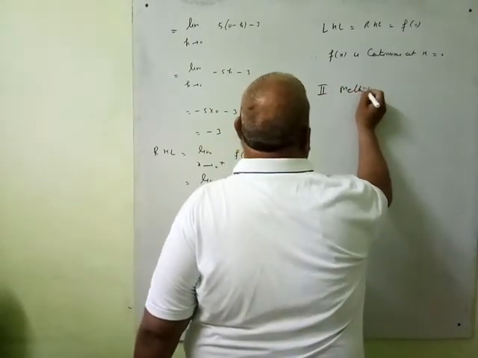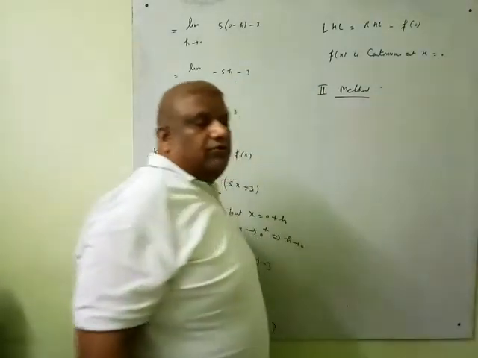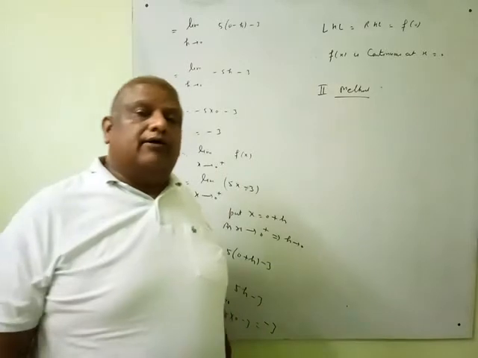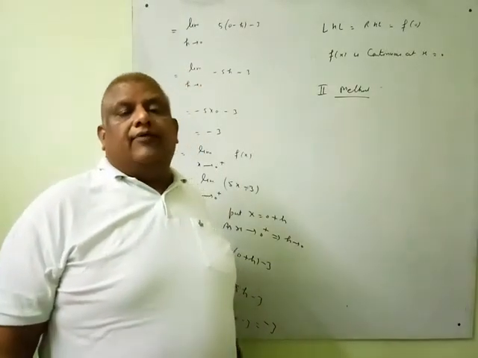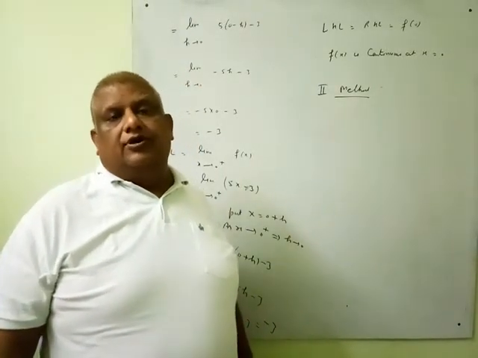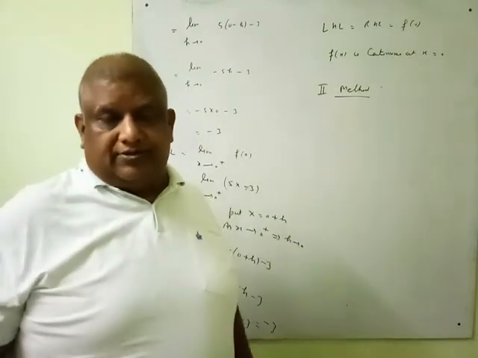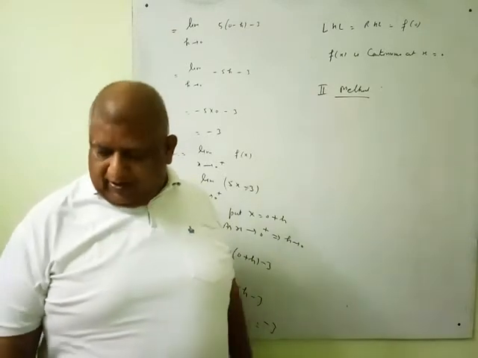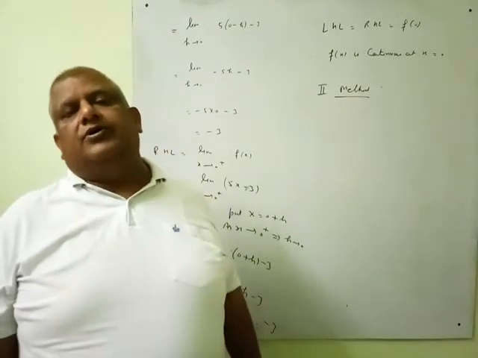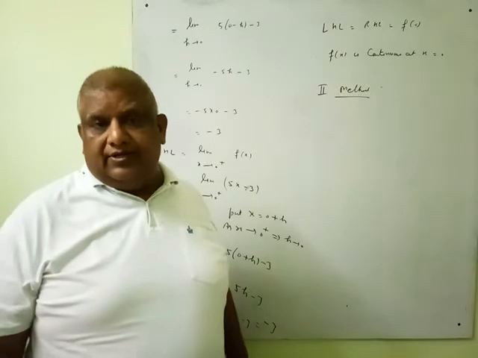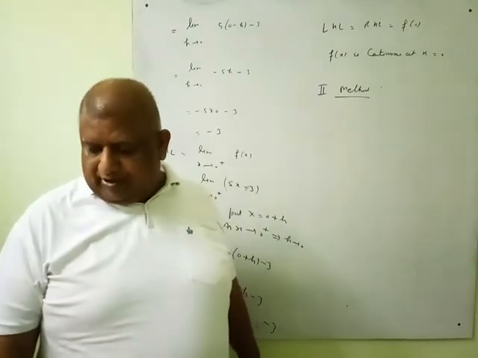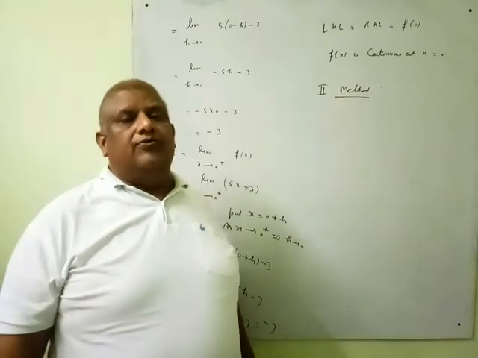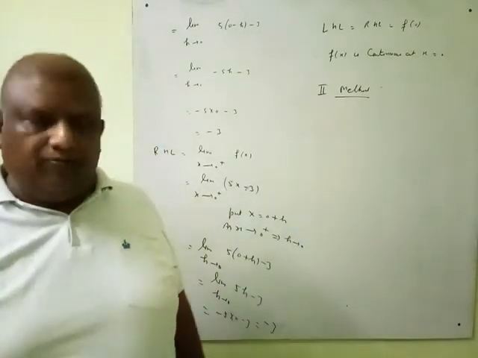Second method. But for this, we have some theorems. Those theorems are, I am reading: every constant function is continuous. A polynomial is always continuous. A rational function is continuous in its domain. And if two functions are continuous, then their sum, difference, product, division, and scalar multiple are all continuous. These are written in the PDF file or in the book also.